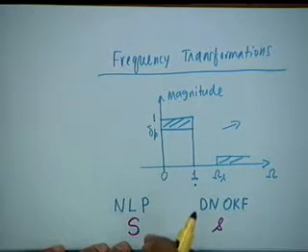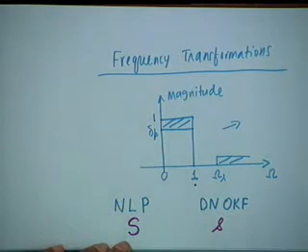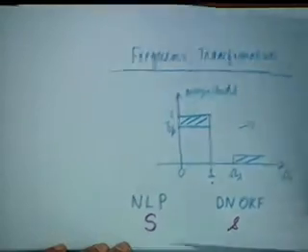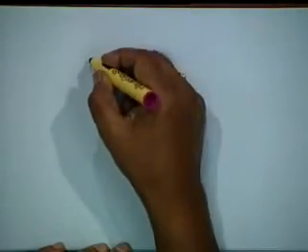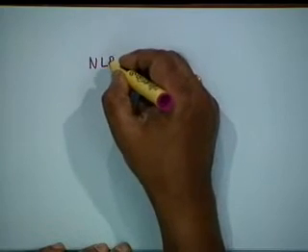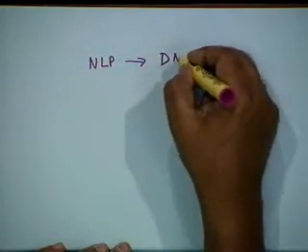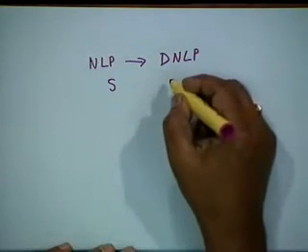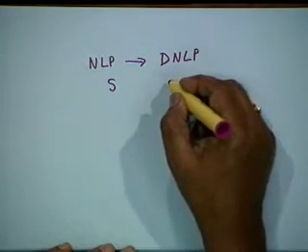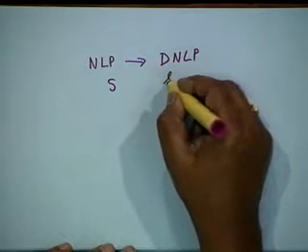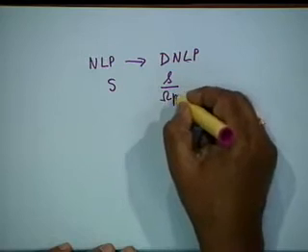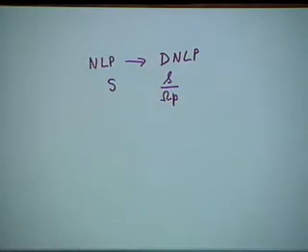So normalized low pass filter would be small s and denormalized other kind of filter would be capital S, and therefore if we go from normalized low pass filter to denormalized low pass filter, then we shall replace capital S by small s divided by omega p. Agreed? That is all we will do.